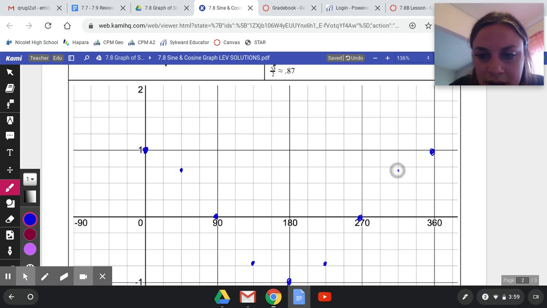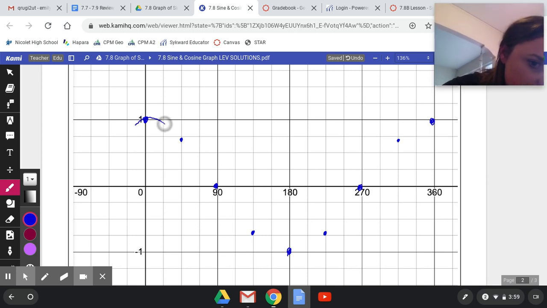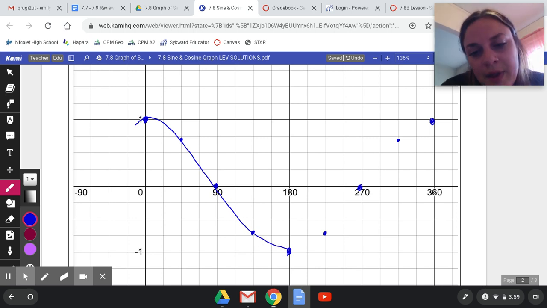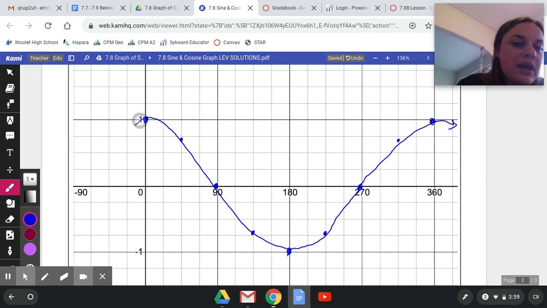All right, so this has given me a nice view of what my cosine curve looks like. I'm starting over here, I'm going down, getting further away, okay, and then it comes back up. Looks like this. Once again, I know that it continues. The cycle is going to start repeating on both of these sides, okay?